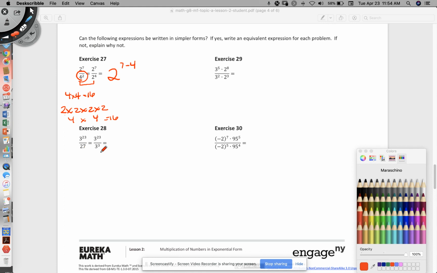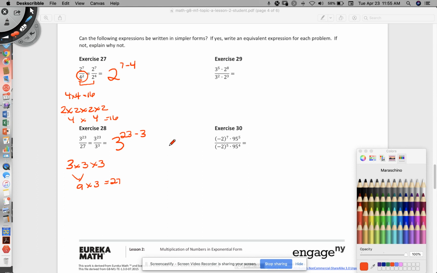All right, I have a 3 and a 27. They kept the 3. They moved the 27. 27 here was a whole number. I had to get it into an exponential number. And I know that if I did 3 times 3 times 3, because that gives me 9, 9 times 3 gives me 27. So 3 to the 3rd power is equal to 27. So now I'm going to keep my base. And now I can subtract my exponents.